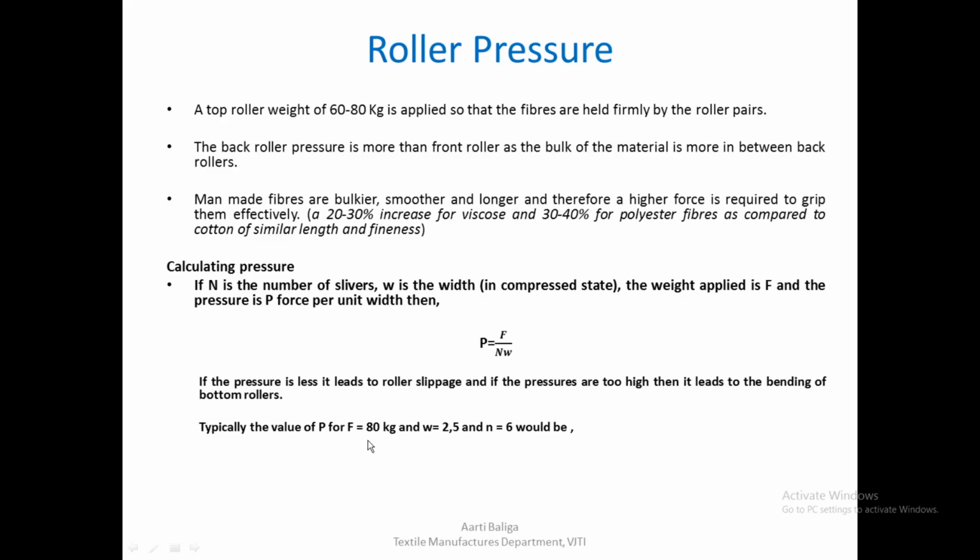So looking at one small problem over here to understand this particular formula. The value of P for F, which is 80 kgs, and W, which is 2.5, and N is equal to 6 would be, when you substitute them, you get a value of 52.32 newtons per centimeter. Pressure is always measured in newtons, so newtons per centimeter. This is the kind of pressure you're looking at.